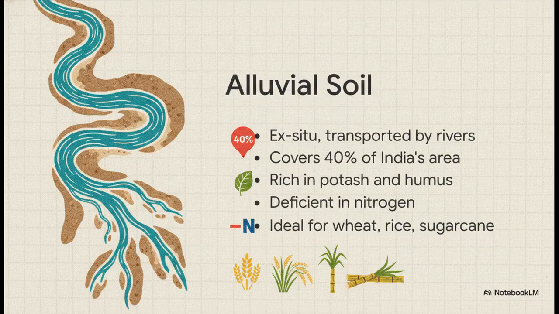Let's rapid-fire the overall properties of alluvial soil. Remember, it's ex situ, transported primarily by the massive Indus, Ganga, and Brahmaputra rivers up in the north and the delta rivers down in the south. It's huge, covering 40% of India's total area. Chemically, it's really rich in potash and humus, but it's deficient in nitrogen. Because it is so incredibly fertile and easily tillable, it's literally the absolute ideal soil for growing wheat, rice, and sugarcane.